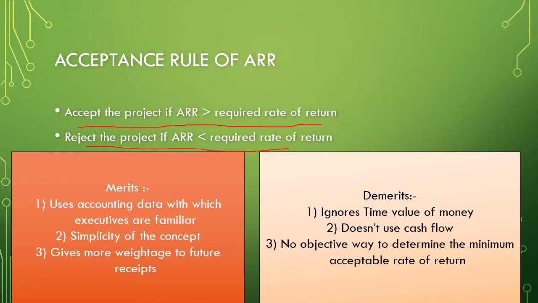Merits are that it uses accounting data with which the executives are familiar, and simplicity. Demerits are, obviously, it ignores the time value of money because it is a non-discounted cash flow technique. It doesn't use all the cash flows. There is no objective way to determine the minimum acceptable rate of return. Okay.